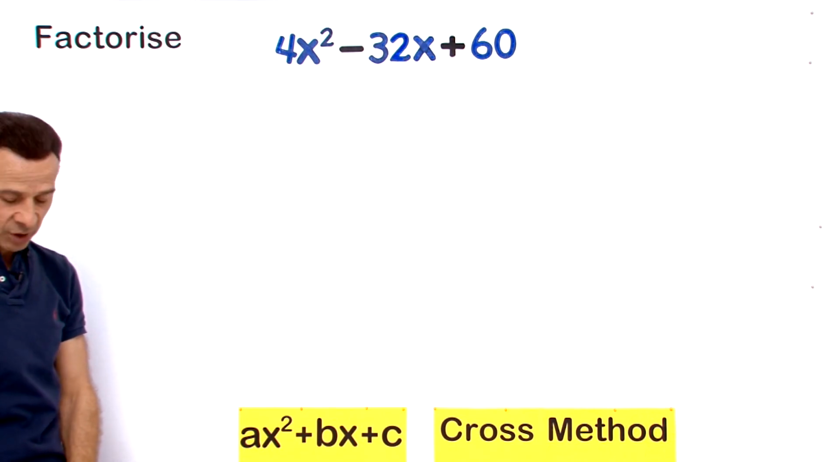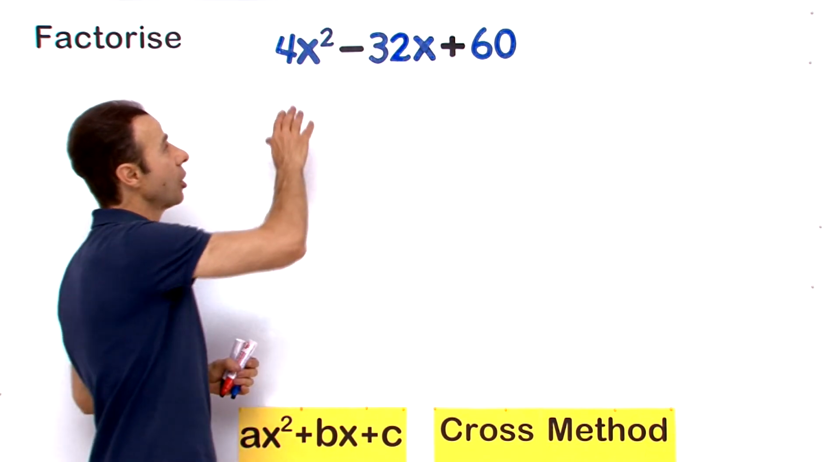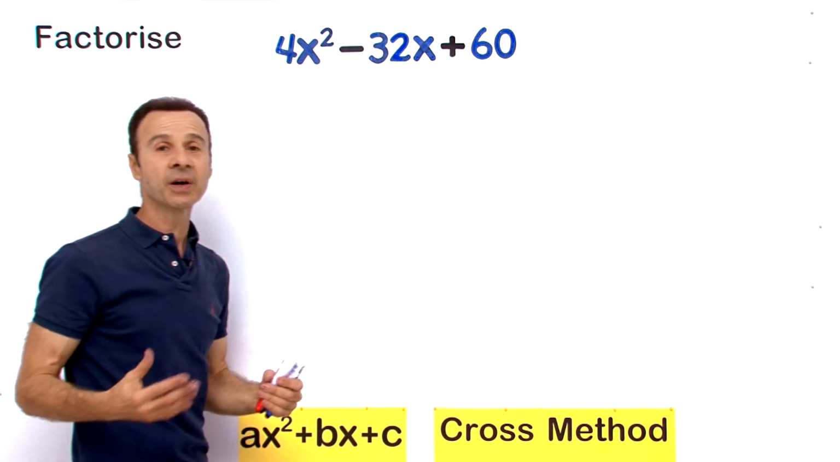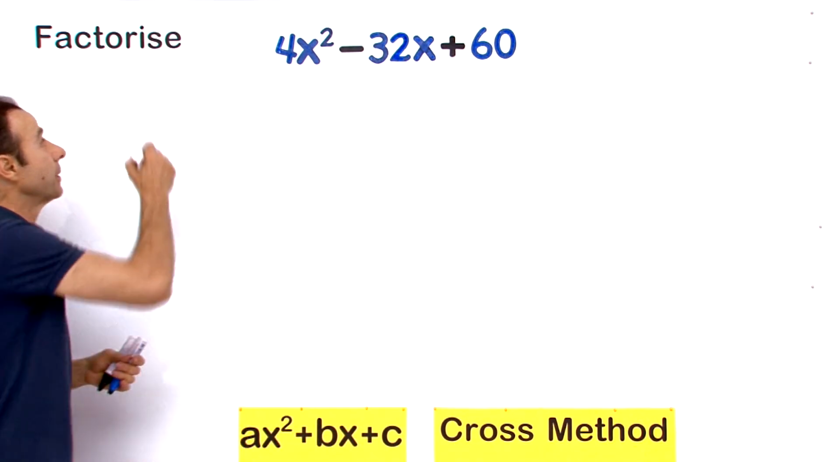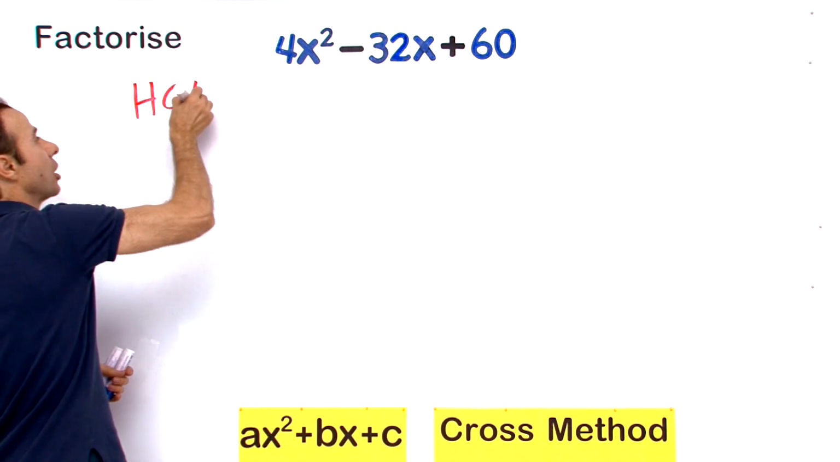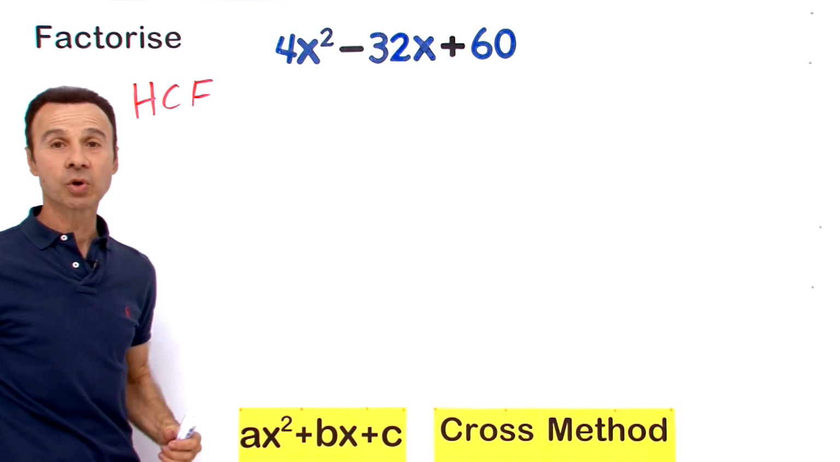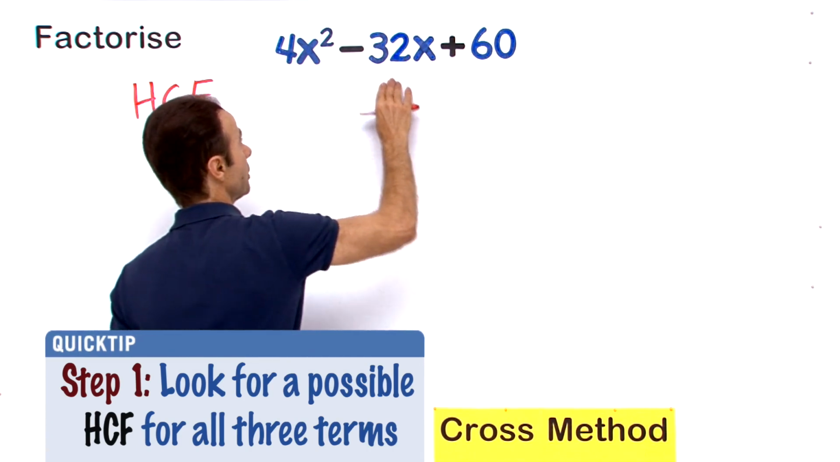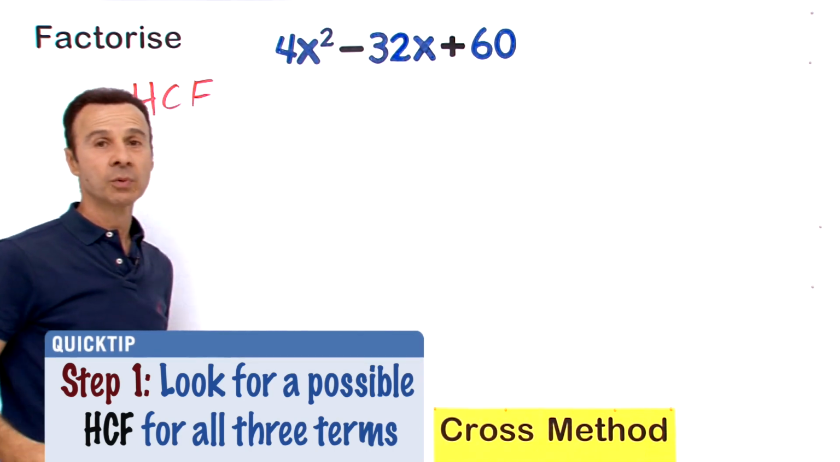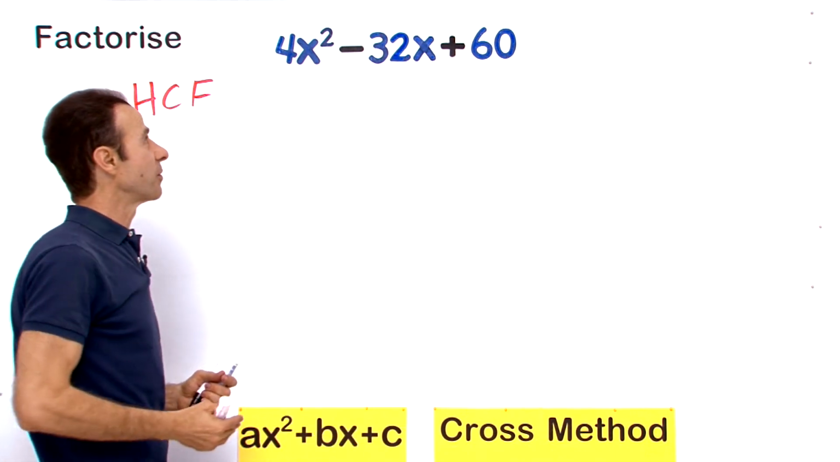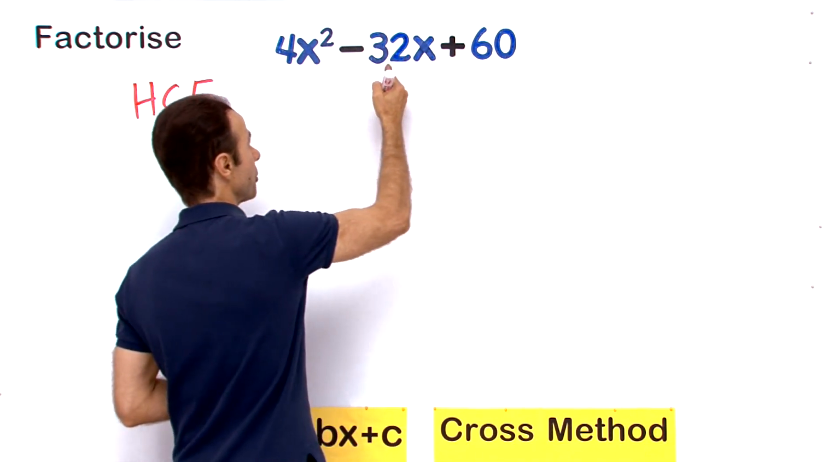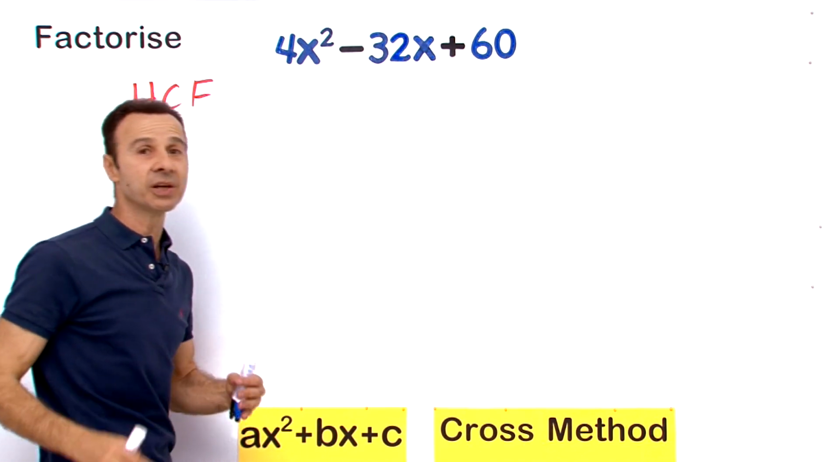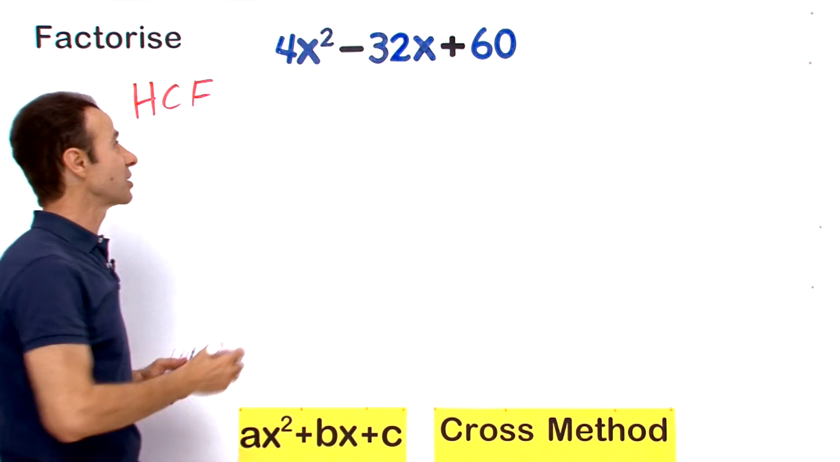Now, before I use the cross method, I often like to look at the whole trinomial and see if I can find a highest common factor, because if you can find that, it makes it a lot easier later when we do the cross method. So we're looking for a number that goes into 4, 32, and 60. Well, it looks like it's going to be 4 as the highest common factor. 4 goes into itself, it goes into 32, and of course it goes into 60 with no remainders. So 4 actually is the factor.